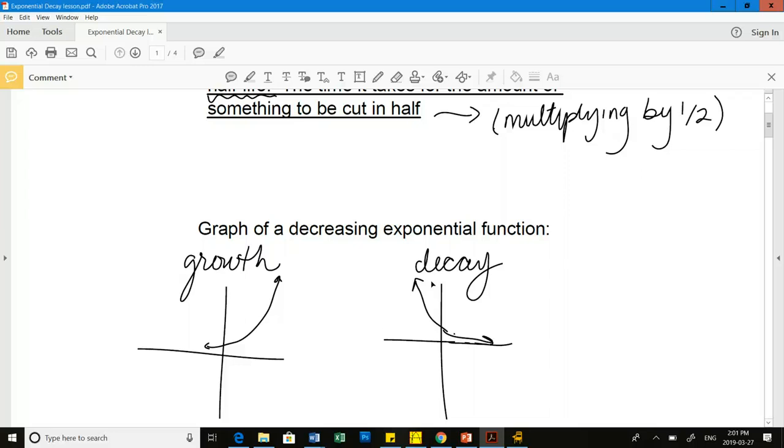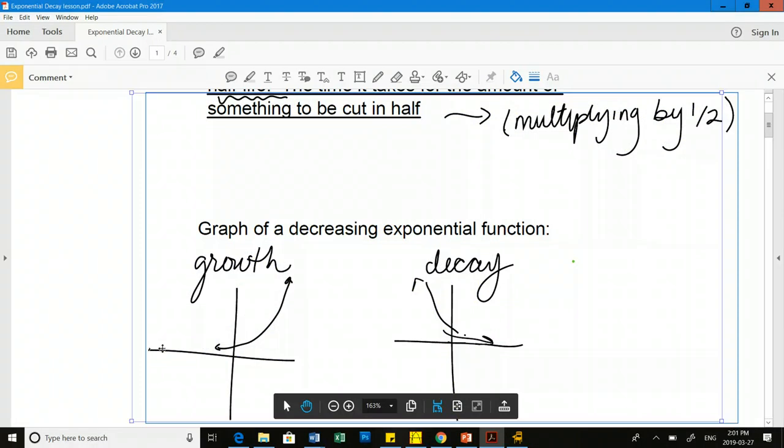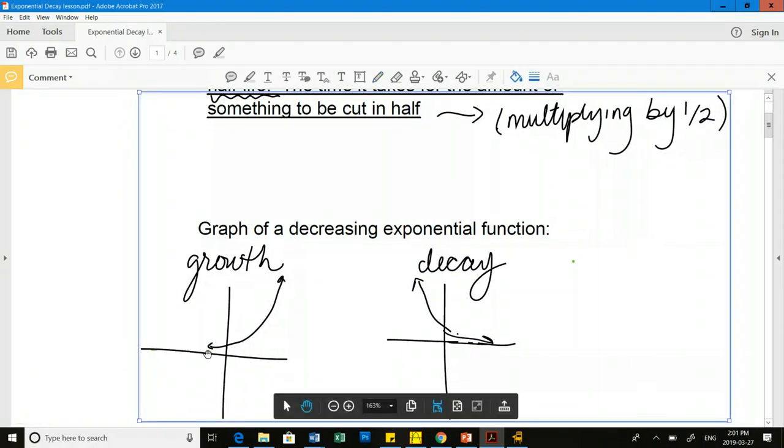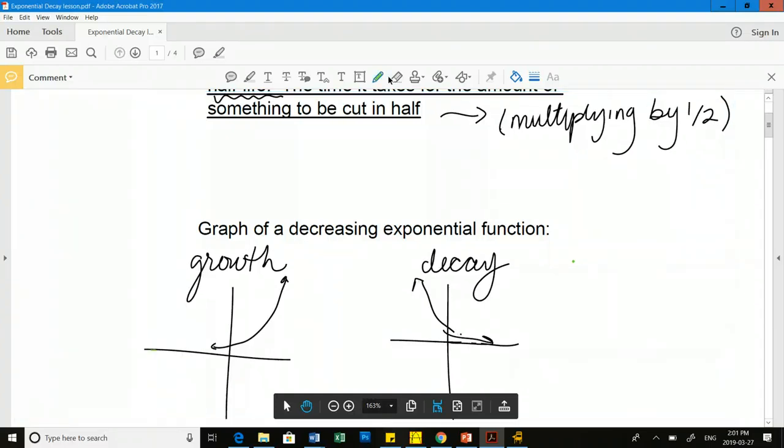So for that reason, the exponential growth and the exponential decay equations have asymptotes along the axes, or I should say just the x-axis. It never touches 0 on the x. Right? Yep.